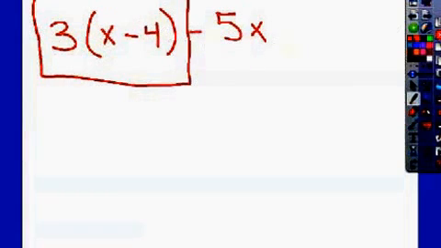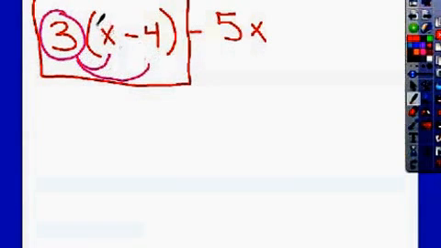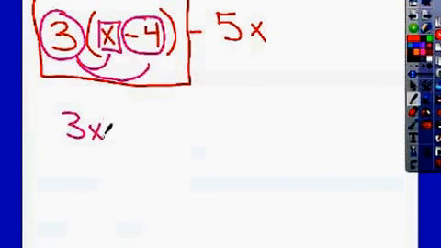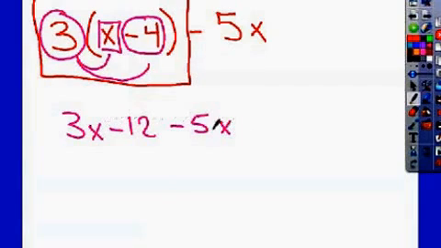Okay. So within that, I know I'm going to be taking positive 3 and multiplying it by x, and multiplying it by negative 4. So 3 times x is, of course, 3x. 3 times negative 4 is negative 12. And then I just put the rest of the problem on the end of it here. So I've got minus 5x. Now I can combine and solve this problem.